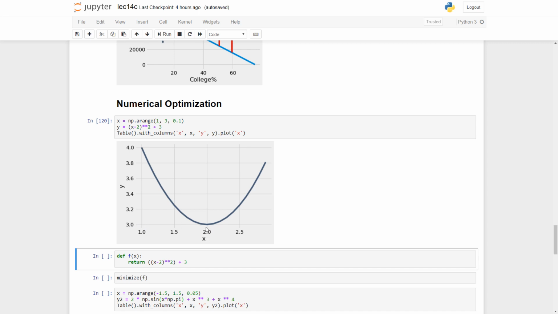So in order to use the minimize function, we define this function as a Python function, f of x. So f of x returns here (x minus 2) squared plus 3.